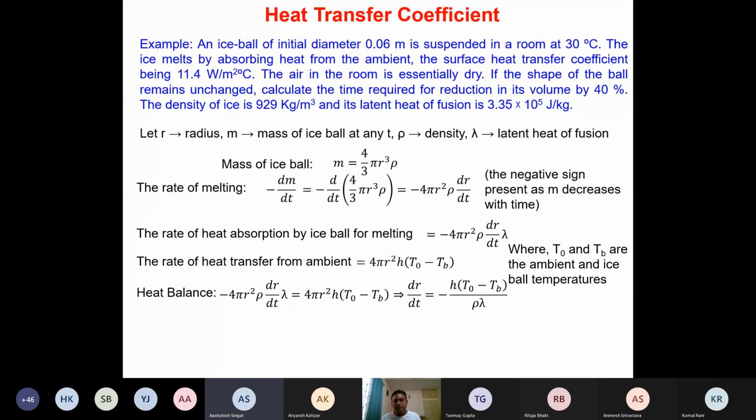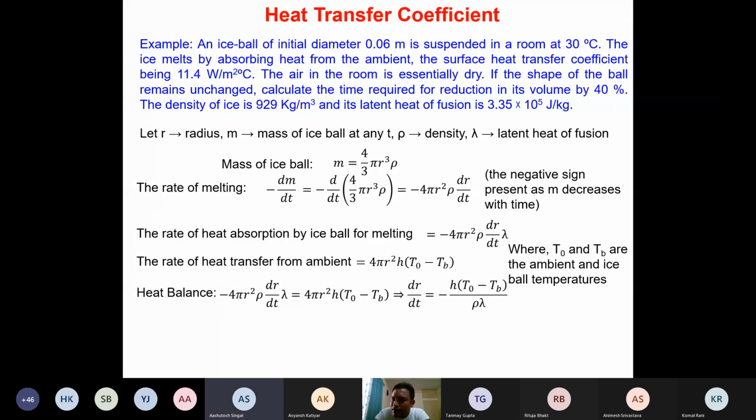So could you please tell this part, how have you obtained the expression for the rate of absorption by the ice ball? This one. So remember, we first found out the mass of the ice ball, which is nothing but the volume into the density. So volume is 4 by 3 pi r cube into rho, isn't it? Correct. Now the ice is going to melt, so the mass of this ice ball is going to get reduced over time, isn't it? So what will be the rate of melting? Rate of melting is going to be dm by dt, isn't it?